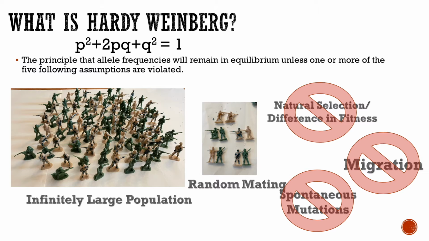If a population is in Hardy-Weinberg equilibrium, it is not evolving on a specific gene, and the Hardy-Weinberg equation is p squared plus 2pq plus q squared, and this has to equal 1. p is the frequency of one allele, and q is the frequency of the other allele.